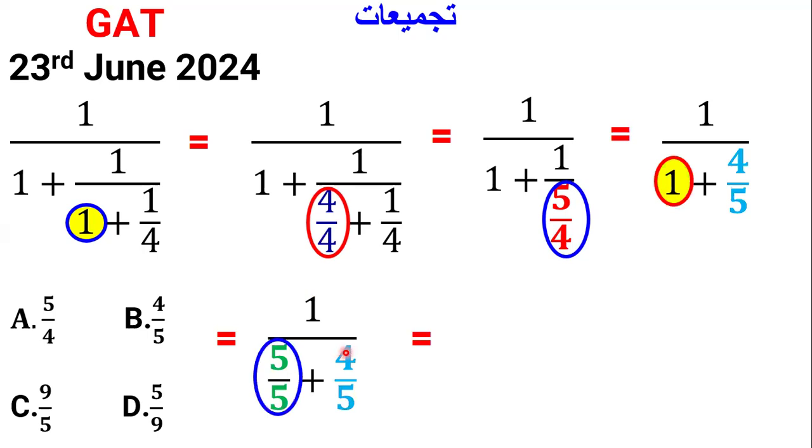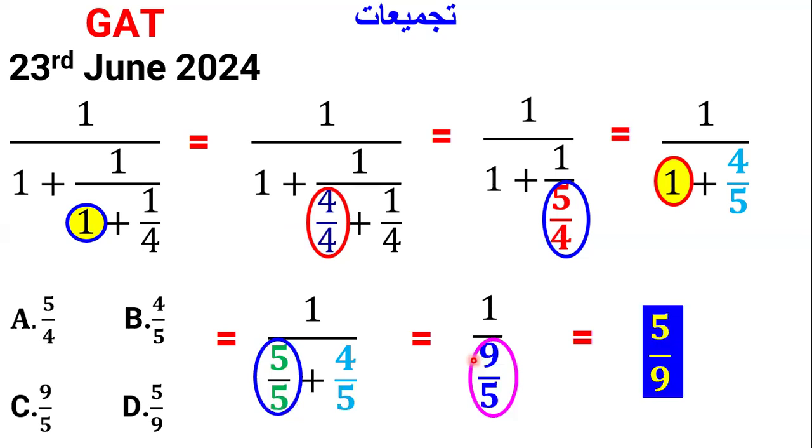So we do have the same denominator. Now we can add them. Then it will be 1 over 9 over 5. Now you can flip 9 over 5. The final answer will be 5 over 9. So the answer will be D. So have a look, please, guys. You can try it by yourself.